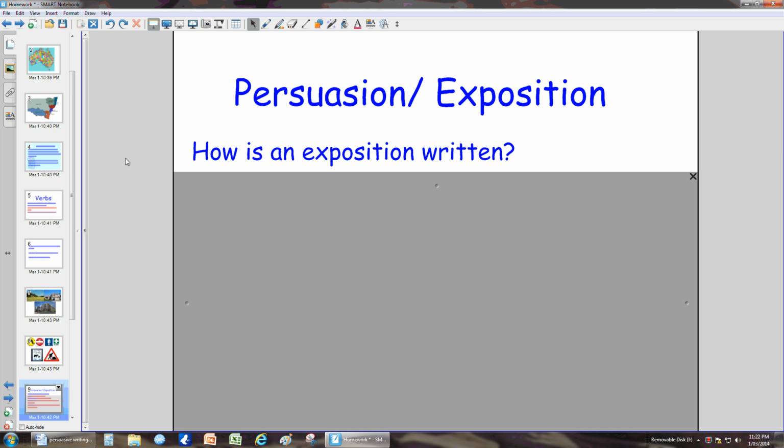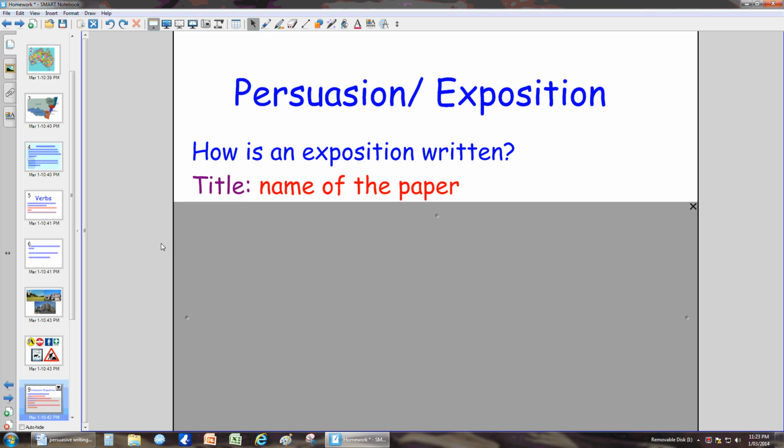Moving on to our English. We're about to have our assessment, so this is really starting to get into revision, and you should already know this. How is an exposition written? Think of it. What is the first thing you write on your page? The first thing will be the title, the name of the paper, what it is about. The second part, have a think.